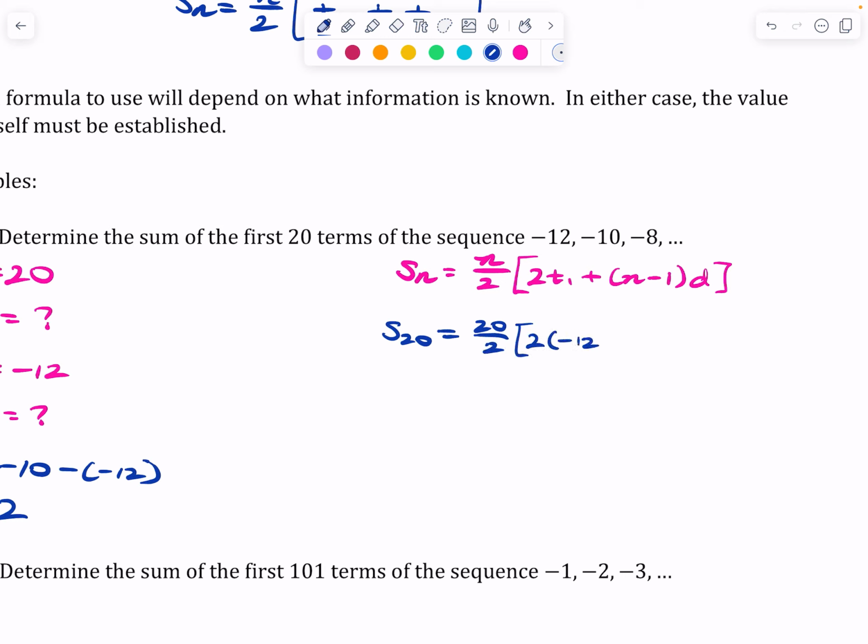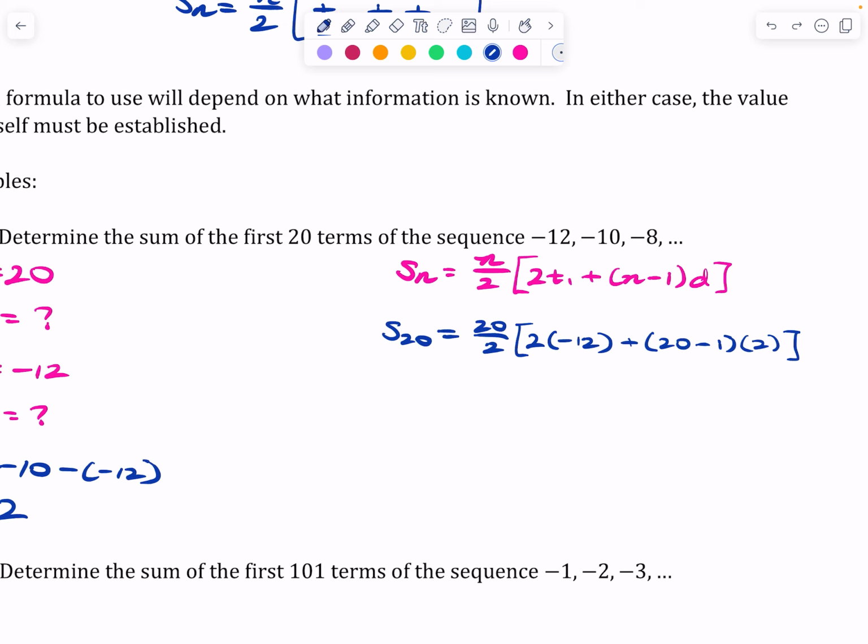T1 was negative 12. Putting 20 in for n again, and then the difference was 2. That is 2 marks right there. One for establishing difference, one for substituting into an appropriate formula. And that's 2 out of 2 with an E1 simplification error just because this has to be evaluated.